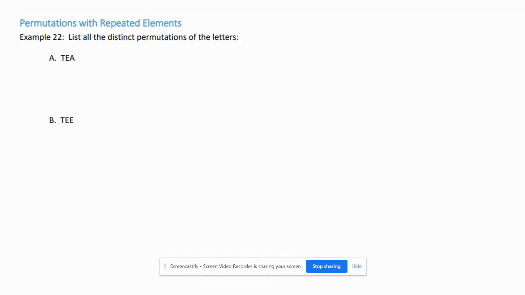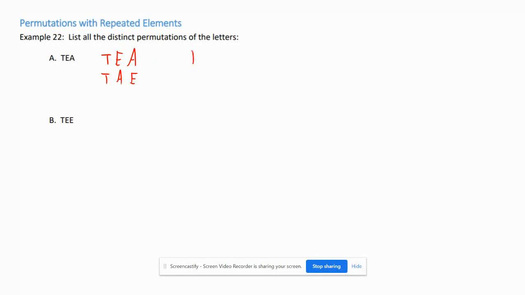Okay. Example 22. List all the distinct permutations of the letters T, E, A. Okay. So in this question, we have two different types of tea. Tea the drink, then tea that you hit a golf ball off of. So the question is asking us to list them all. Okay, so here's what I'm going to do. So the first one, we have T, E, A. What I'm going to do next is I can still begin with T, but I'm going to flip these two letters and make it T, A, E.